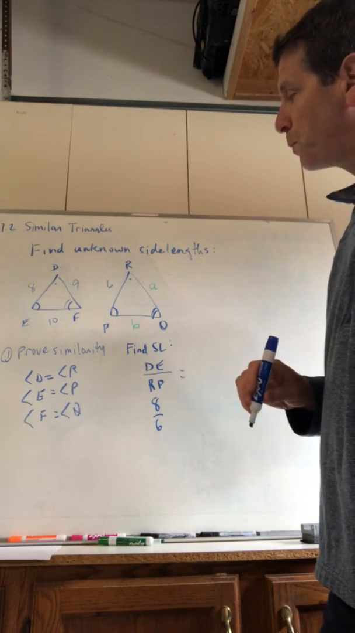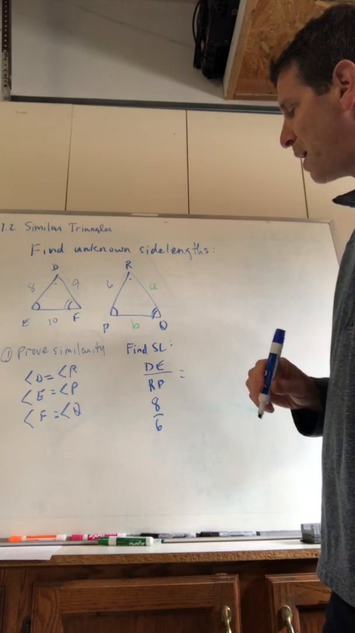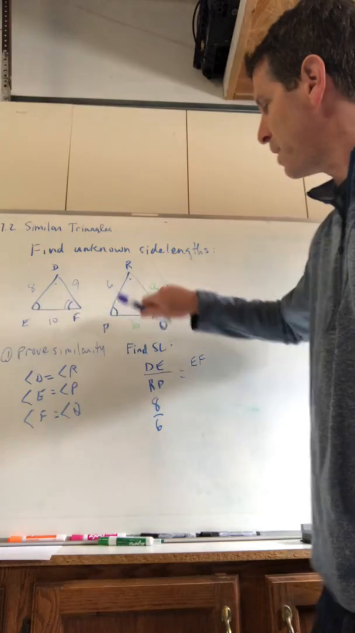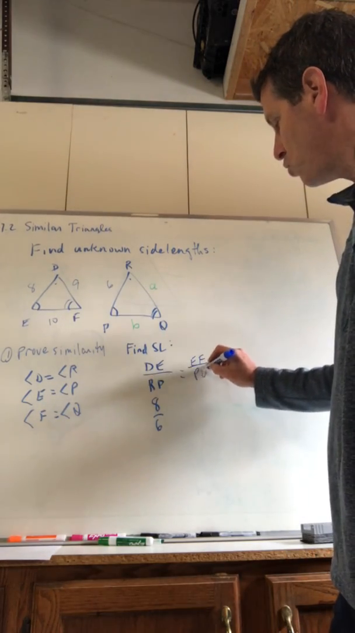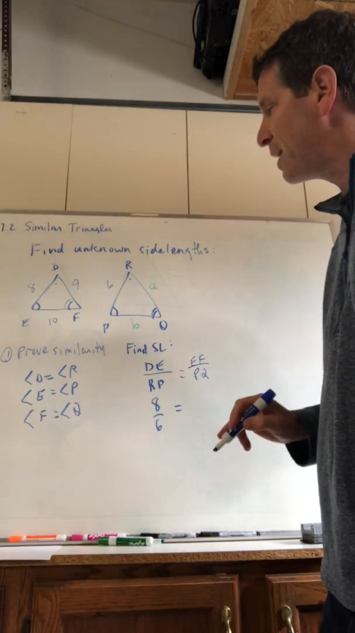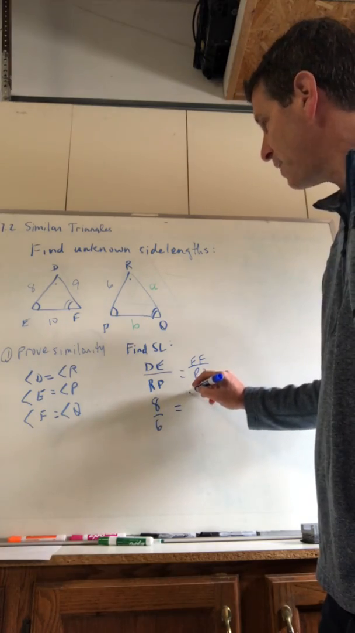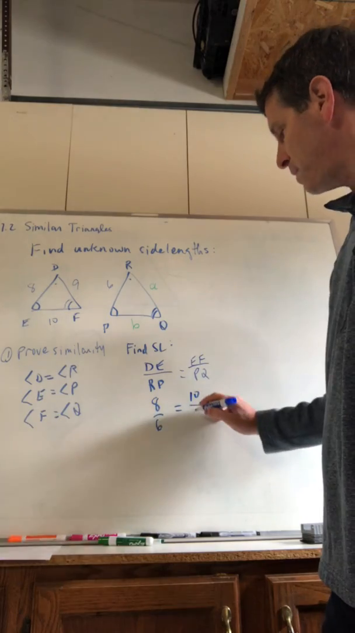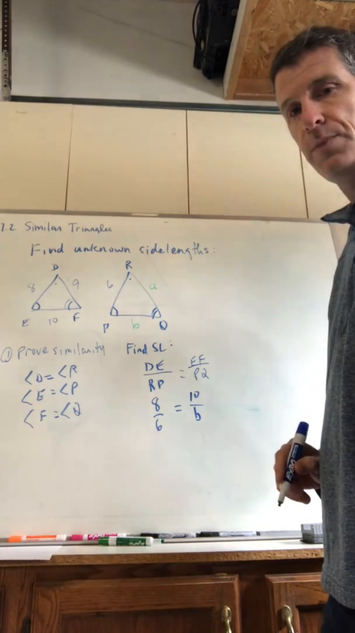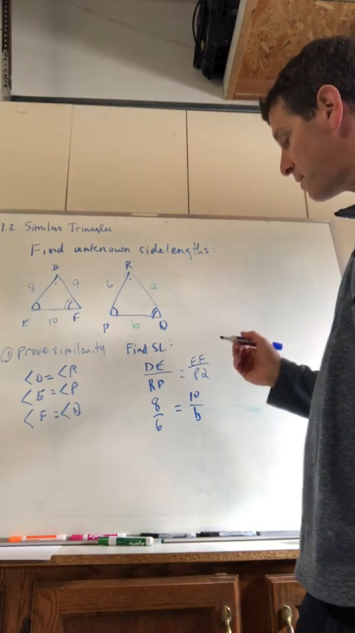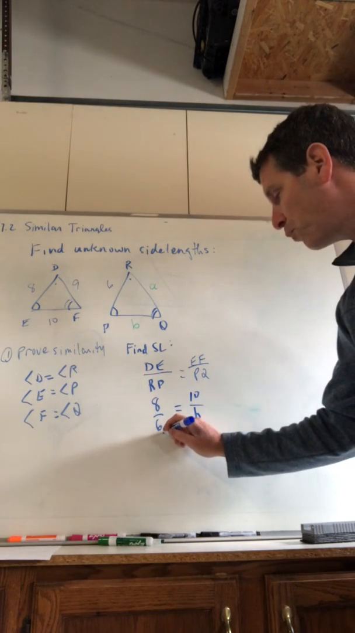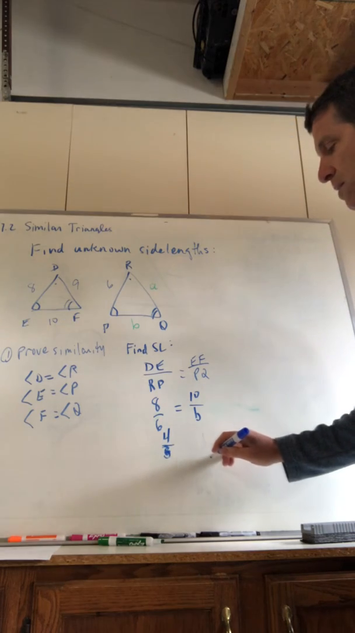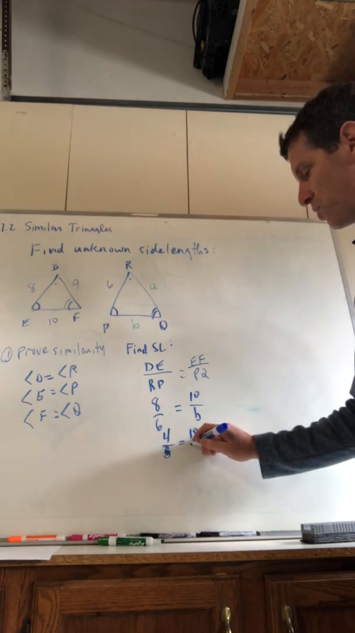I'm going to set up a proportional statement, and I'm going to say that's proportional to the bottom. So we have EF of our first triangle and PQ of our second triangle. And plugging in numbers here, I have EF is 10 long, and PQ is, we don't know, it's B. So now what I want to do is solve for B. 8/6 is 3/4, so I'm going to put that in the lowest terms.